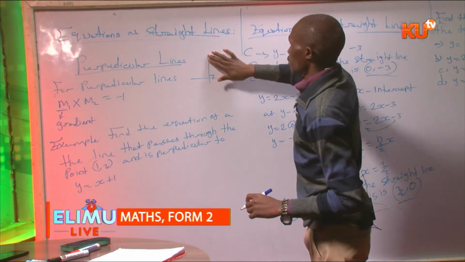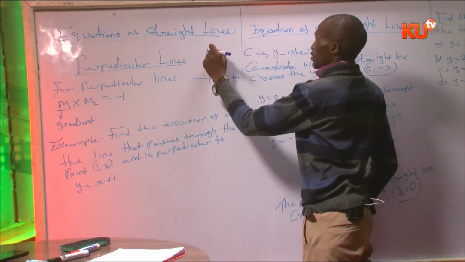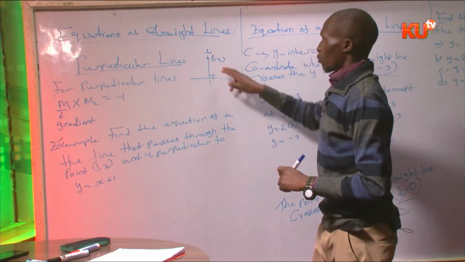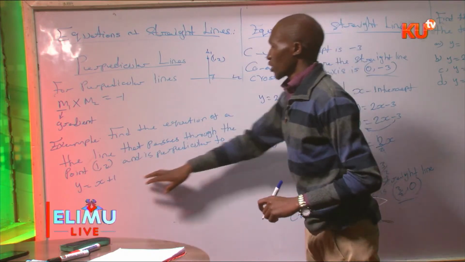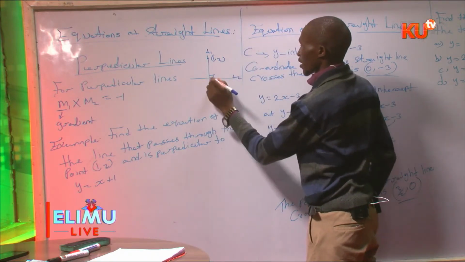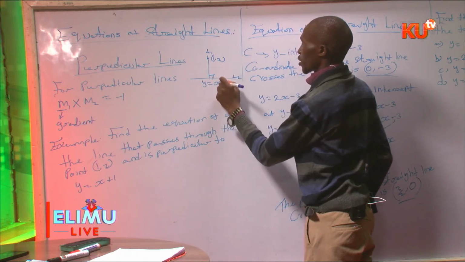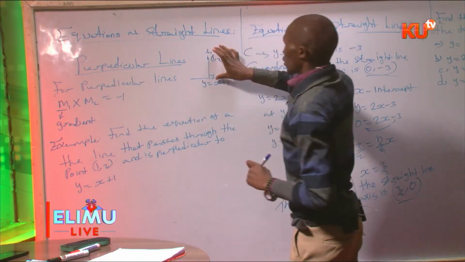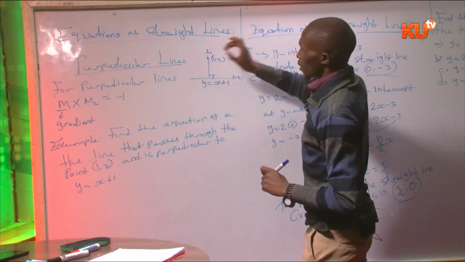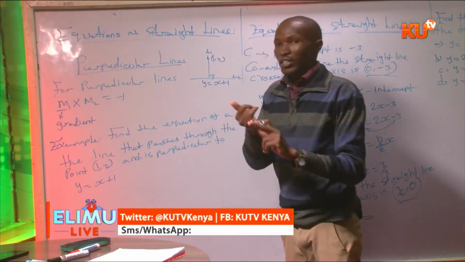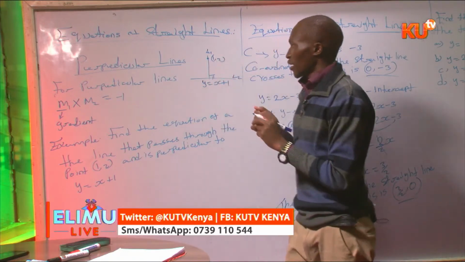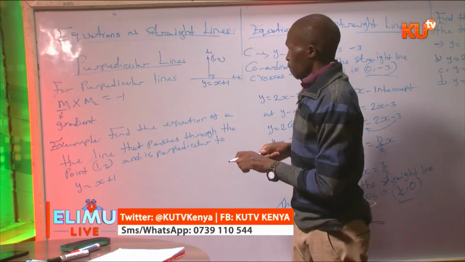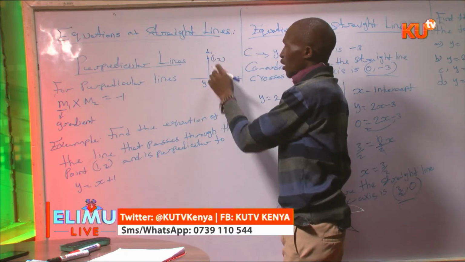Let's say this is our first line with a point (1, 2) somewhere. It is perpendicular to another line with the equation y equals x plus 1. Now, note that for us to find the equation of this first line, you need to have two things: the gradient of that line and one point. At this point we do not have the gradient. Now we need to find it.